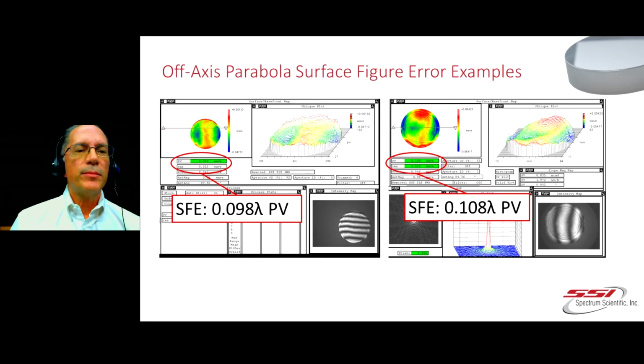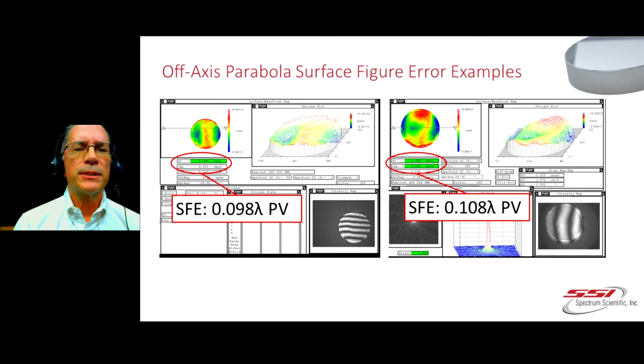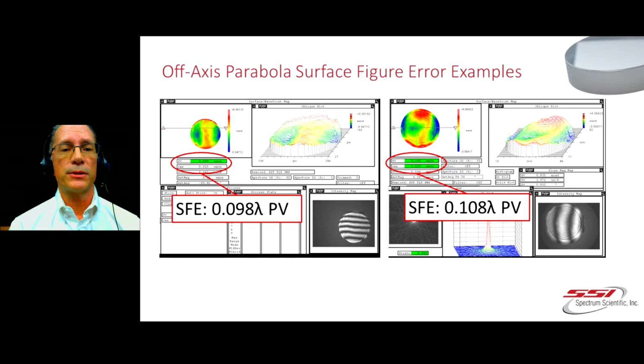So in our first example here, this is a typical parabola that we deliver. Very respectable near 10th wave peak to valley performance. I know a lot of people like to speak in RMS terms these days, but I think all these slides are going to be peak to valley. The diameter of this part is about 60 or 65 millimeters, so it's a respectable size parabola. And again, we deliver hundreds of these every month, actually.